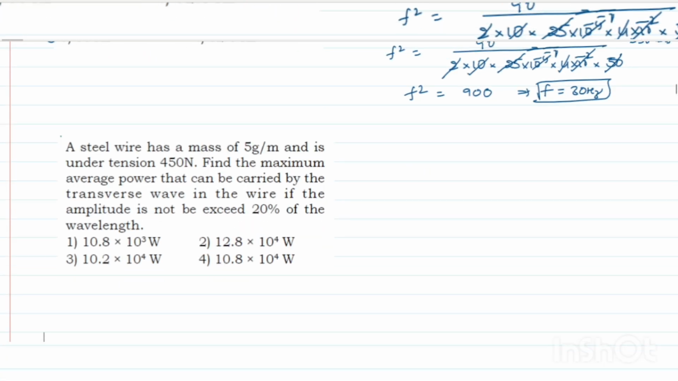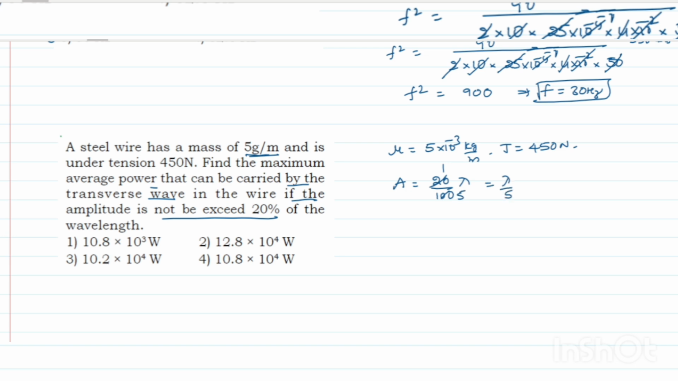Here a steel wire has a mass given as 5 gram per meter. That means it is given as the linear mass density, mu is given as 5 gram per meter, 5 into 10 power minus 3 kg per meter you can take, and it is under a tension of 450 newtons. Find the maximum average power that can be carried by the transverse wave in the wire if the amplitude does not exceed 20% of the wavelength. Amplitude is not going to exceed 20%, meaning 20 by 100 into its wavelength, so the amplitude is nothing but lambda by 5.